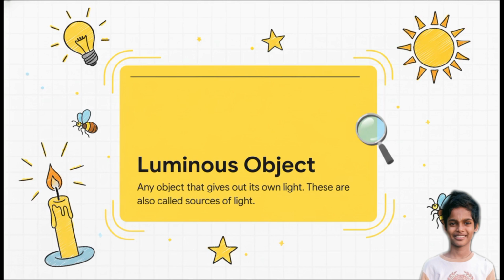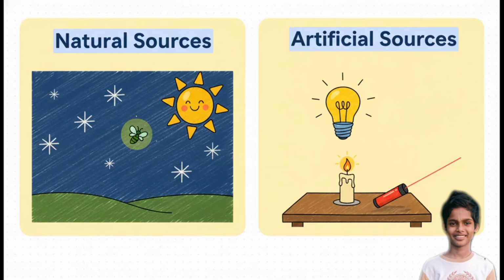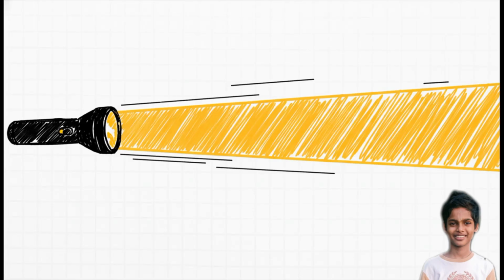These luminous objects, well, they're our sources of light. And these light sources basically fall into two groups. First, you've got your natural sources, things you find in nature, like the sun, the stars, and get this, even fireflies. How cool is that? Then you have the artificial or man-made sources, things like candles, the light bulb in your lamp, or even the laser pointer.